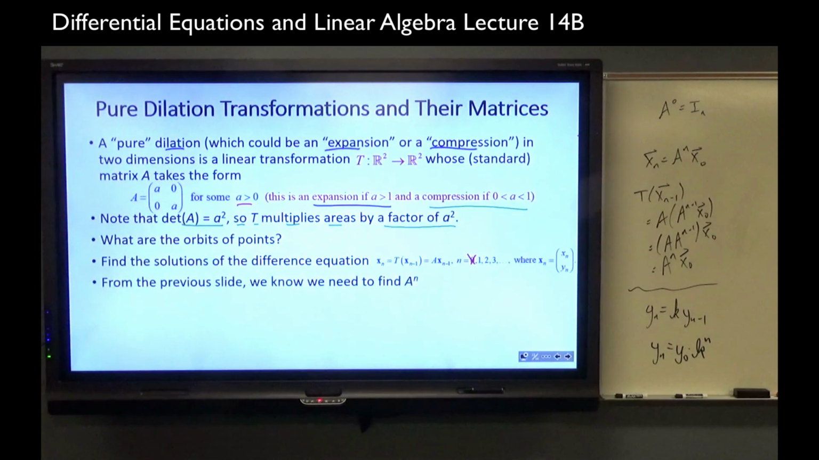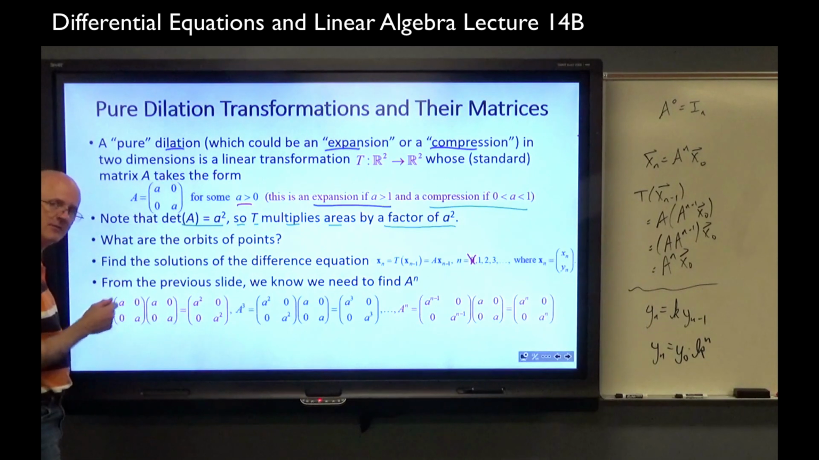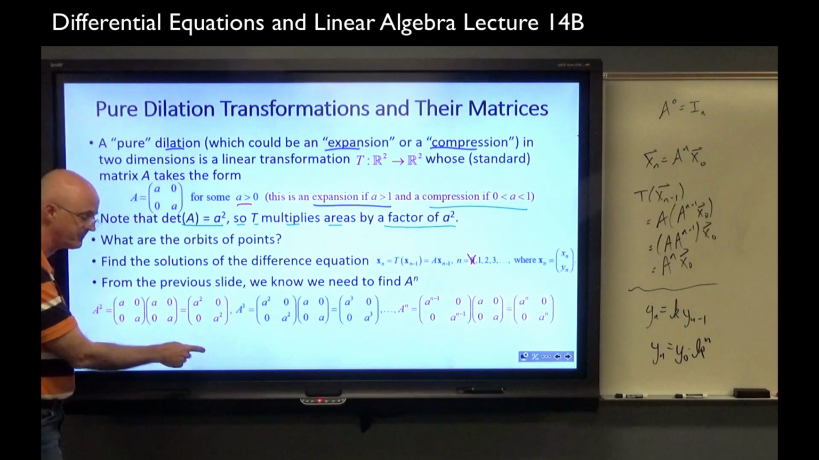Well, from the previous slide, what's on the board? We need to find A to the nth power. What's A squared? This matrix times itself. Think about it with dot products. 2 by 2 times 2 by 2 is going to be a 2 by 2.